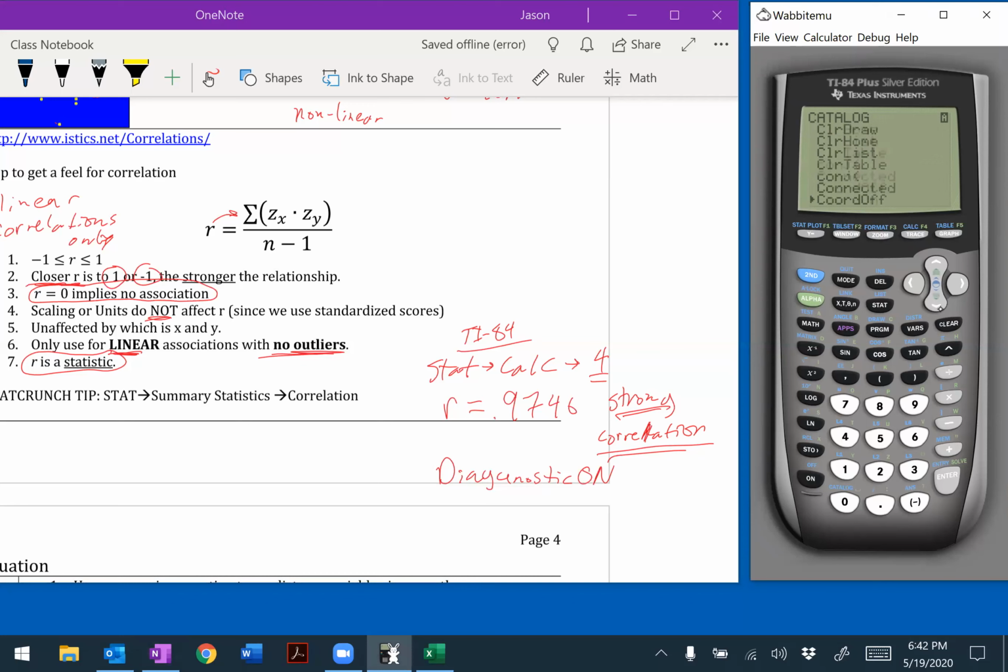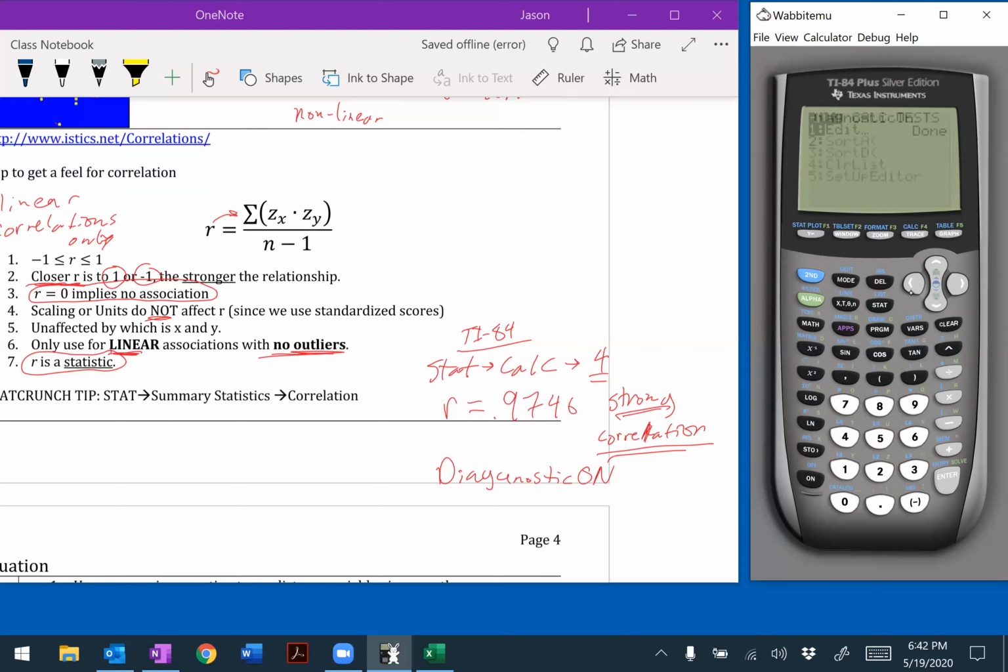Where's the D's? A lot of C's. Okay, there we go. And do you see that right there? Diagnostic on. And then you turn diagnostic on. Boom. And you hit enter and it's done. And it's done forever. You never have to do that again.